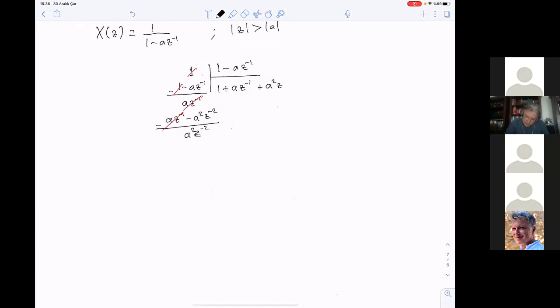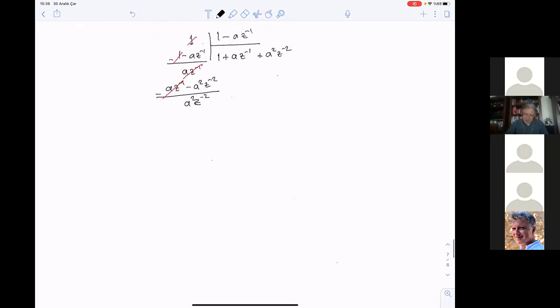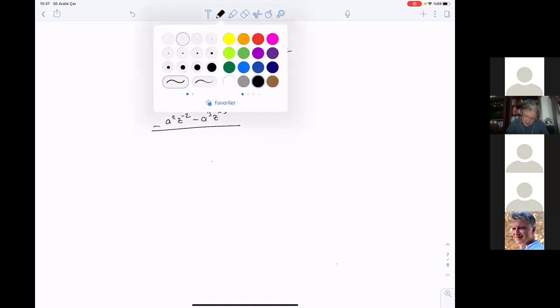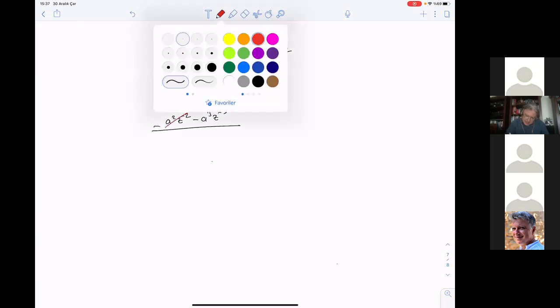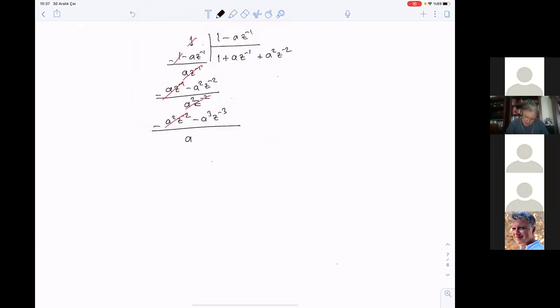A squared Z to the minus 2. If I multiply 1 minus AZ inverse with this new term, the result will be A squared Z to the minus 2, which will be the canceling part, as you have noticed already, minus A cubed Z to the minus 3. I subtract. Again, these will cancel, and the result will be A cubed Z to the minus 3.